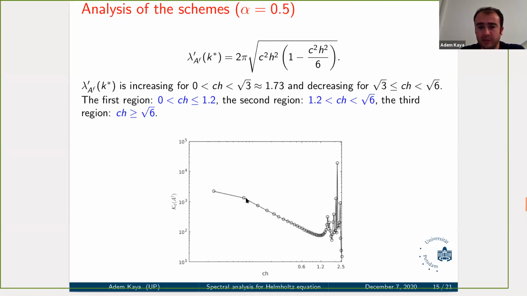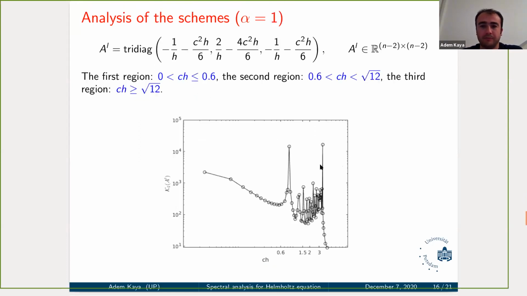And here we see the condition numbers for varying CH. And we can clearly see that it is consistent with the regions I found analytically. And here I want to make one point. In the second region, the condition number may be larger than the condition number in the first region. Here we see a blow up. So this is possible.